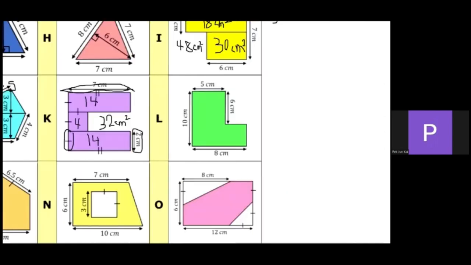Next, we can divide this shape into a square and rectangle. The height of the rectangle would be 4, since 10 minus 6 is 4. So the square is 5 times 6 is 30. The rectangle would be 8 times 4, which is 32. And the whole area for the shape would be 62.